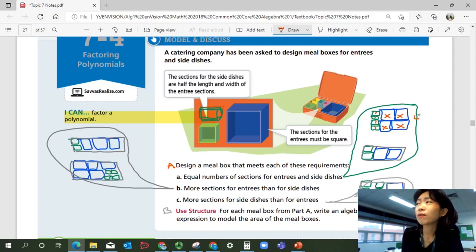Then for this one, we can have 4x plus 4 as an expression, right? For this one, if we want to continue representing the same tiles, we can have 2x plus 2. That would be x plus 4. That would be 5x plus 4. That would be 3x plus 2. There we go. Or if we want the entree sections to be x squared, then we can have 4x squared plus 4x, or depending on what they represent.